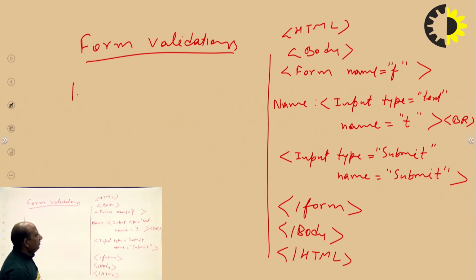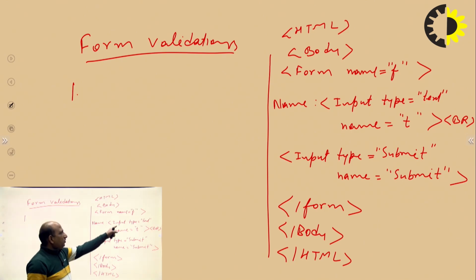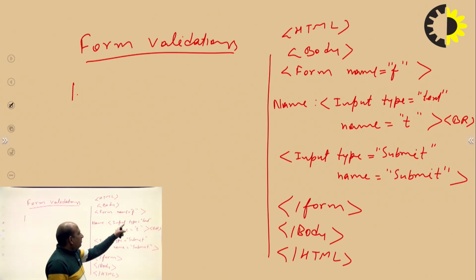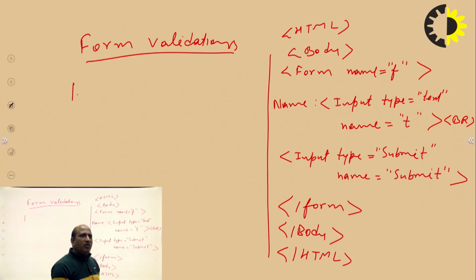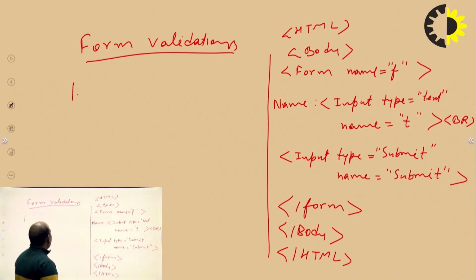Now you want that the user must enter some value in this text field. It should not be blank, and if the user keeps it blank and clicks on the submit button, the user must be alerted that this field is a mandatory field. To do that, I am writing a script and creating a function for that.